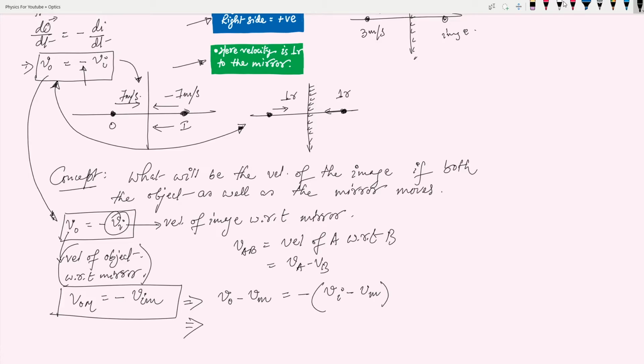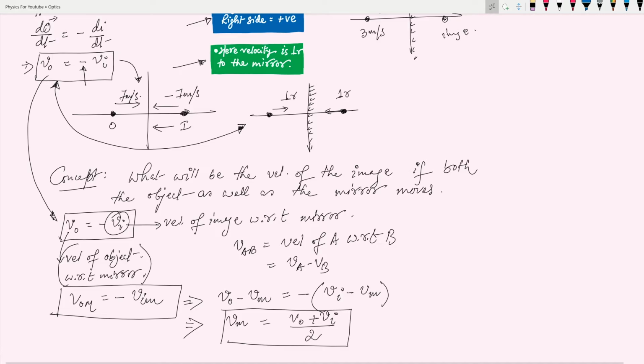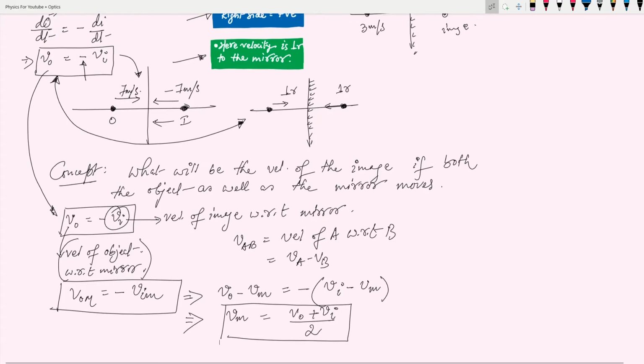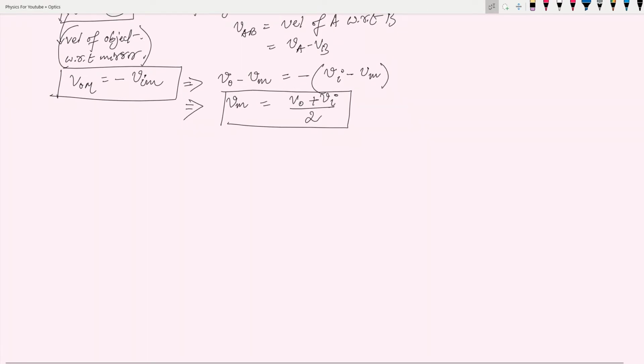Now let's see what we will get. Now if you arrange this thing, then we will get velocity of the mirror is equal to VO plus VI divided by 2. If you solve this, you will get this. Simple. Now this formula is very important, because if the mirror is moving, then you need to use this formula. Okay, now let's analyze one question.